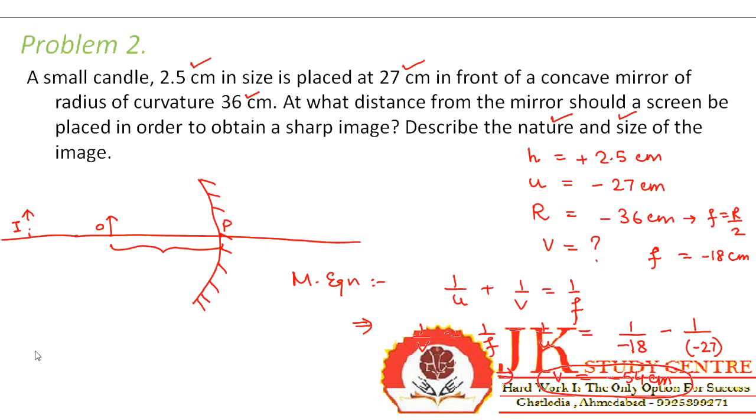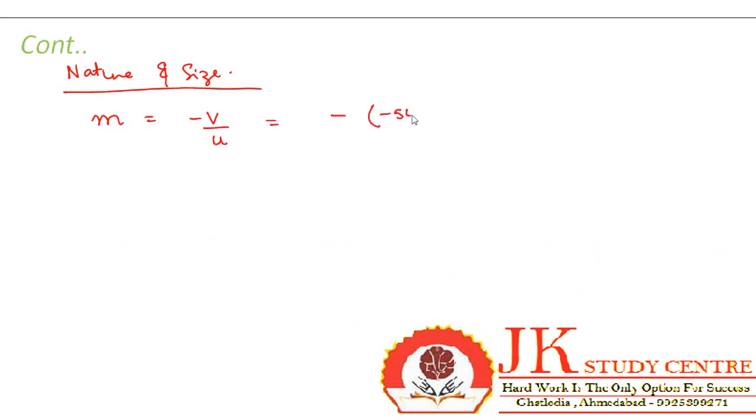So in order to know the nature and size of the image, let us try to calculate the magnification in this case. What is magnification? Magnification can be calculated as the ratio of image distance to object distance, right? So in this case, what is my image distance? It is minus 54. What is my object distance? It is minus 27. So the magnification comes out to be minus 2.